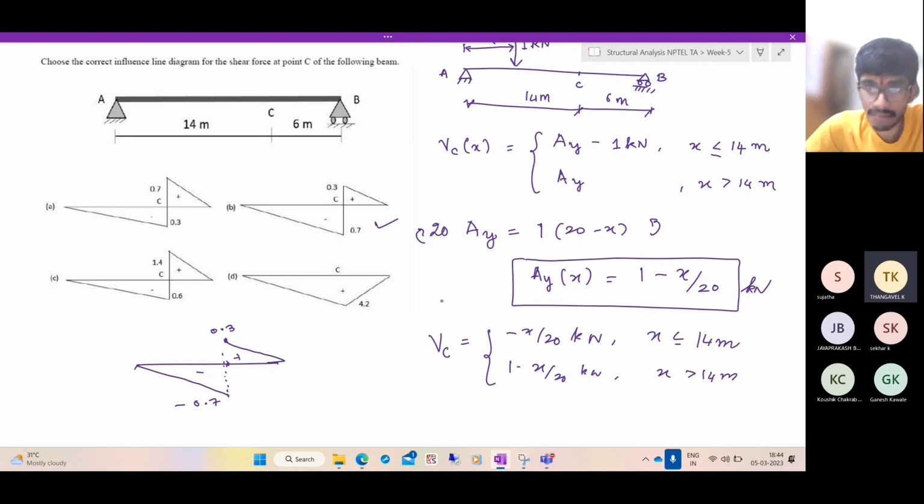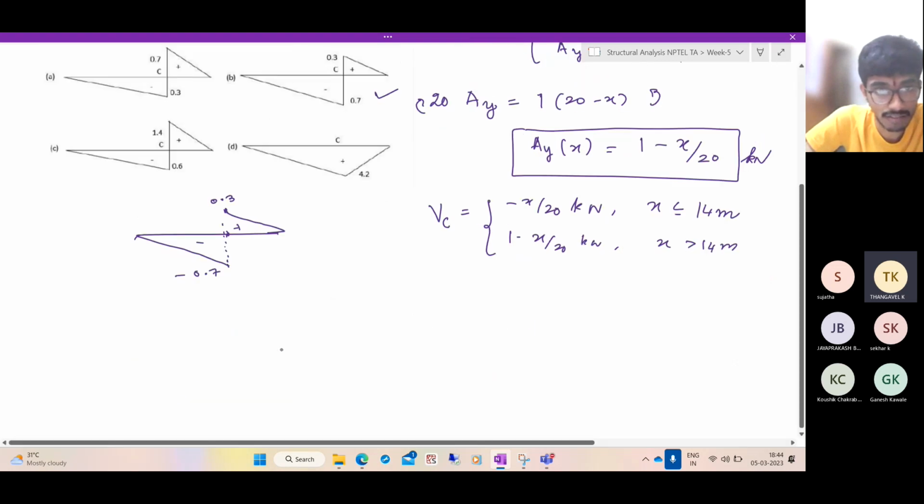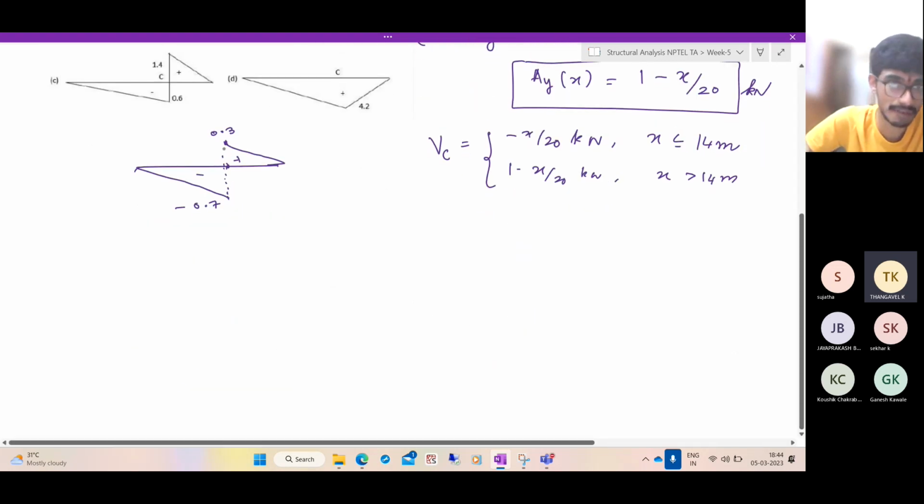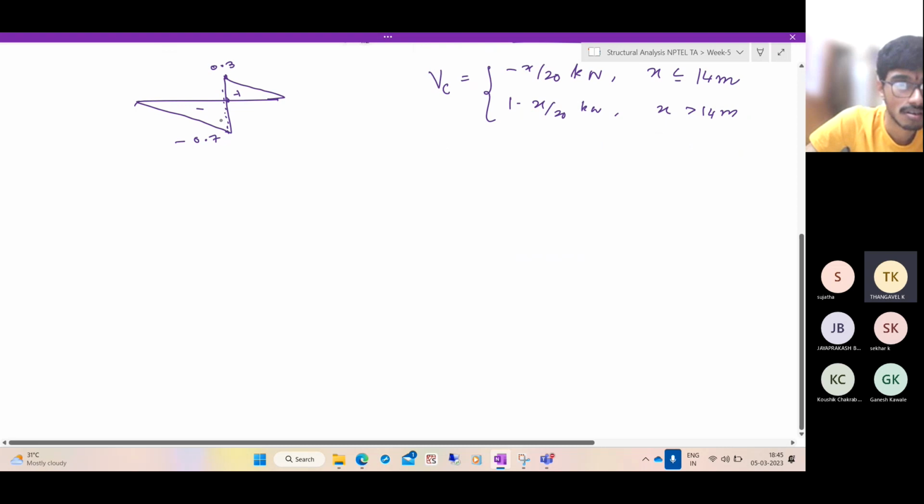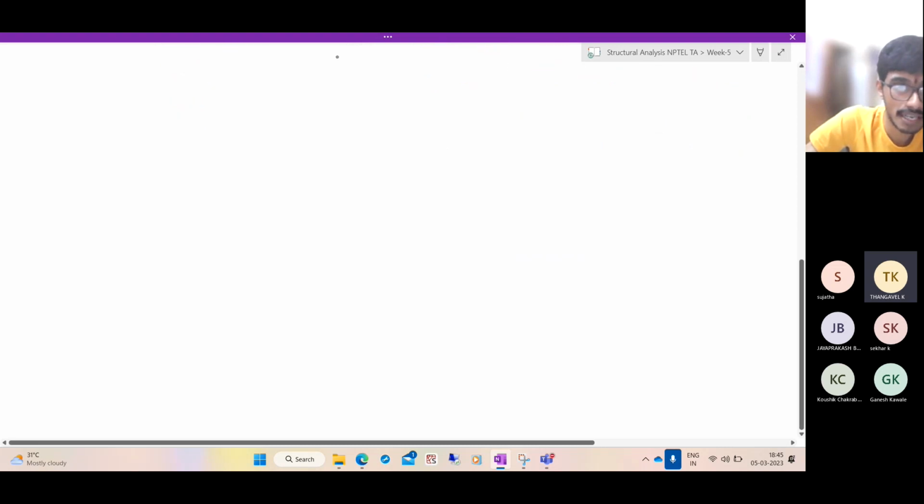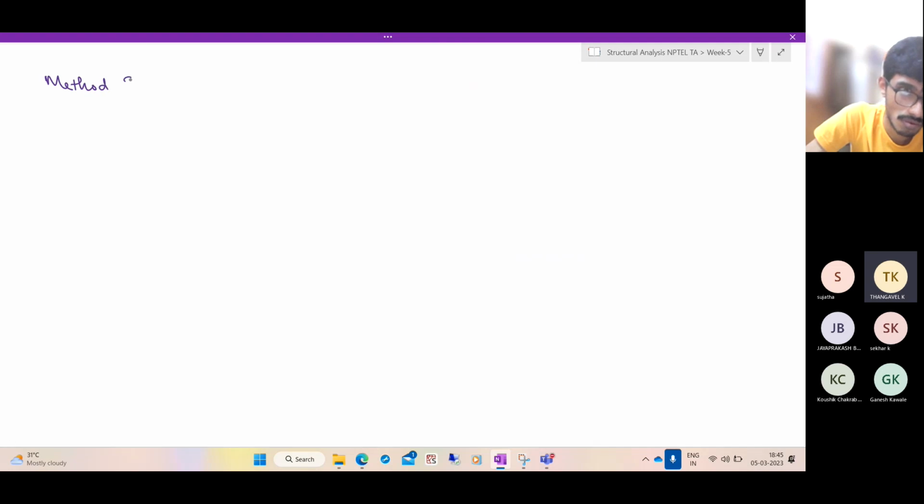So how did we find it? We did the proper mathematical way. This is the straightforward way. Now let us go to shortcuts. This is the ILD for the vertical shear force at the point C. Now what is method 2? Method 2 is using trick 1. What is trick 1? Statically determinate beams have straight ILDs.